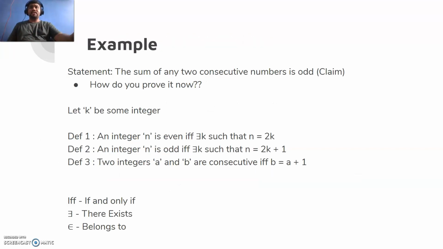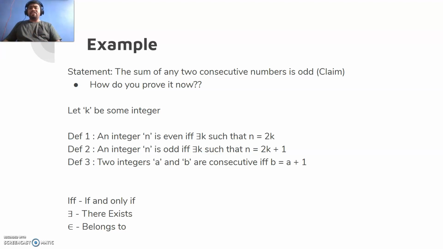So let's proceed. Now, let's understand this with the help of an example. In this statement, we have that the sum of any two consecutive numbers is odd. This is a claim that the sum of any two consecutive numbers is odd, and we know that it's odd, but how do we go about proving it? To verify the correctness of it, let's get started by saying that k is some integer. So let's have some definitions first.